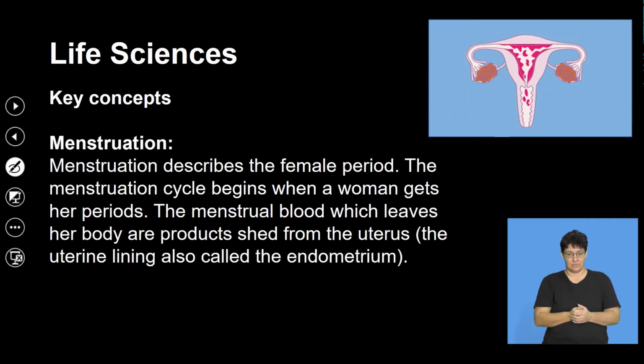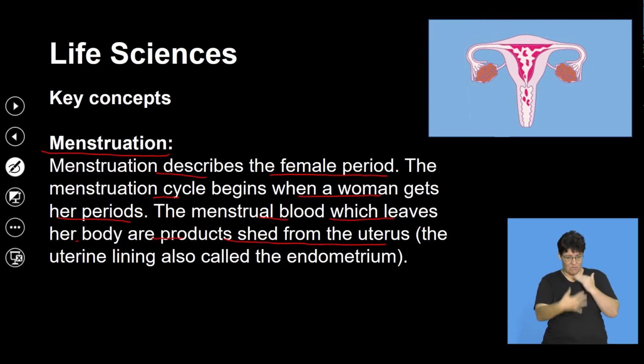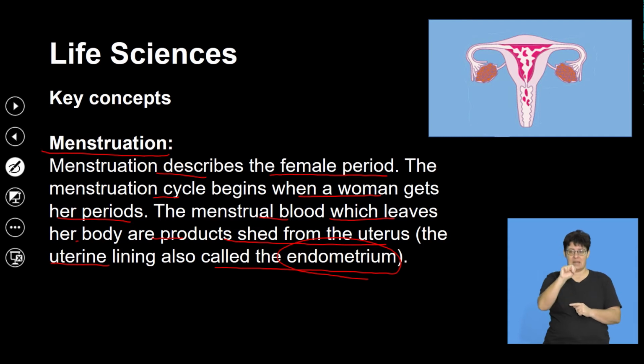Let's try and look at the concept of menstruation. Menstruation describes the female period. The menstrual cycle begins when a woman gets her period. The menstrual blood which leaves her body consists of products shed from the uterus, which is the inner lining of the uterus called the endometrium. Let's try and understand the context around menstruation.